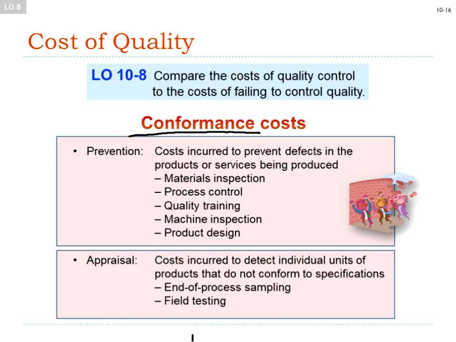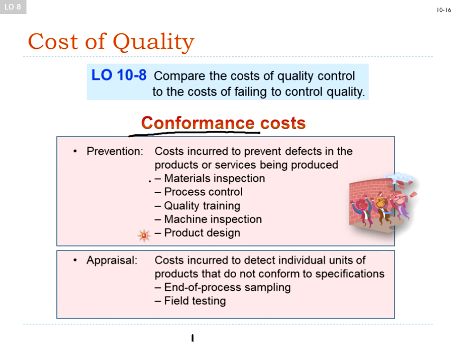So when a company is producing a certain item, it's going to want certain quality benchmarks. It's aiming for a certain level of quality, and it's going to cost money to make sure that these items meet those standards. Okay, and how are they going to meet it? Depending on the type of company, you might have to inspect materials, make sure you're using quality materials, process control, quality training, machine inspection, and product design.